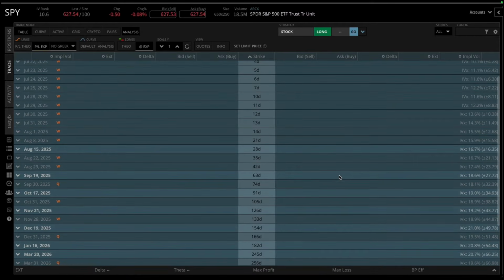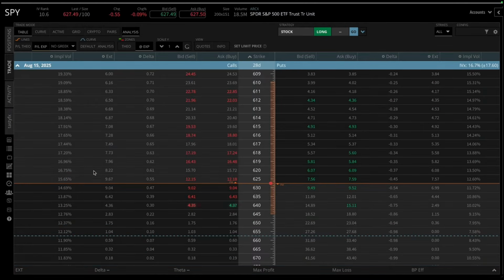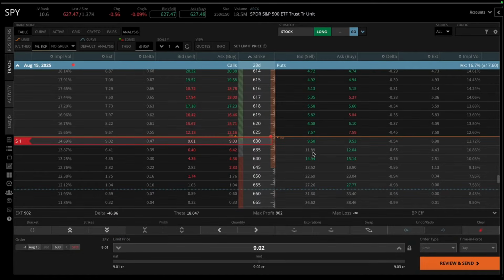And now let's contrast this with entering into a synthetic short stock position on SPY. For this example, I am going to open up the August 15th, 2025 expiration cycle. And let's use the at-the-money strike. So I am going to sell the 630 strike call option while buying the 630 strike put option. And you can see here that the delta on that position would be just over 100.